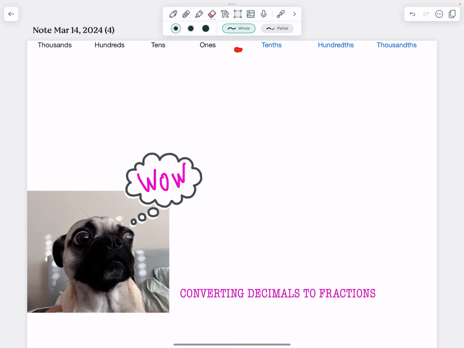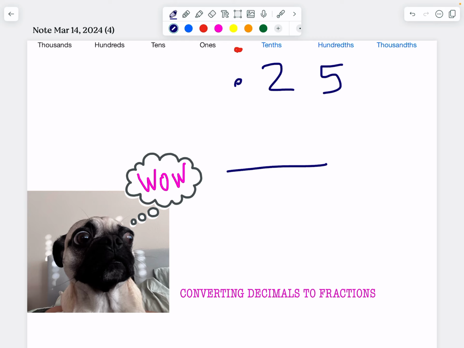Okay, let's try something else. Okay, put the decimal back up there. All right, in this one, we have our 5 in the hundredths column. So this will be written with 100 in the denominator and 25 on top, 25 hundredths.